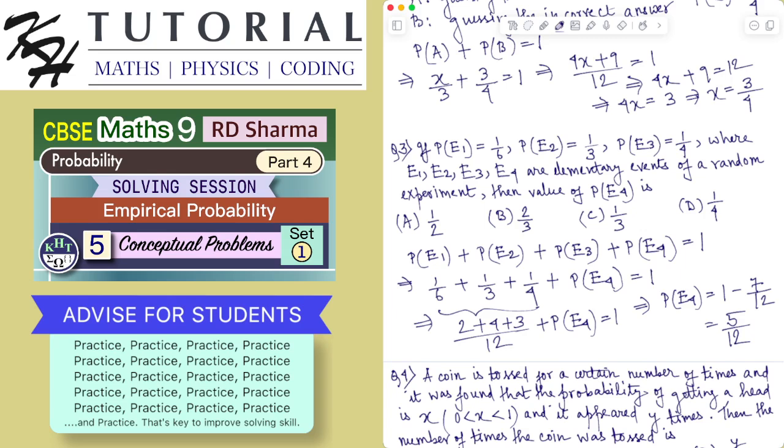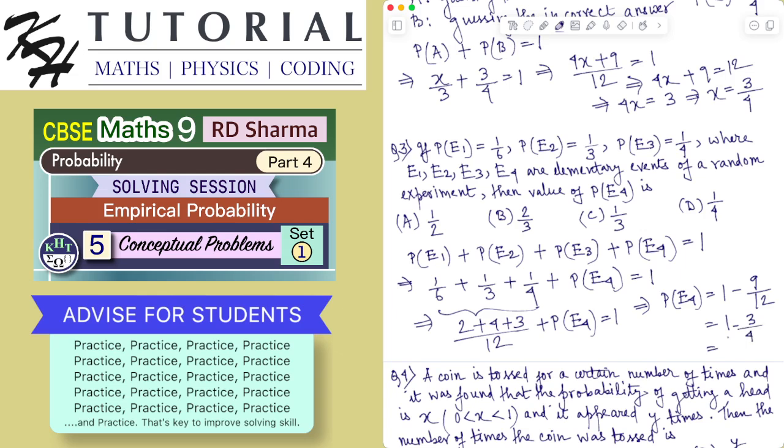So 1 by 6 plus 1 by 3 plus 1 by 4 is 12. This is 2, 4, 3, 6, 9. So this is 9, sorry. This is not 7, but this is 9. So 9 by 12, after simplification, becomes 3 by 4.